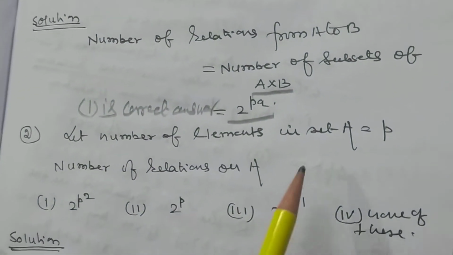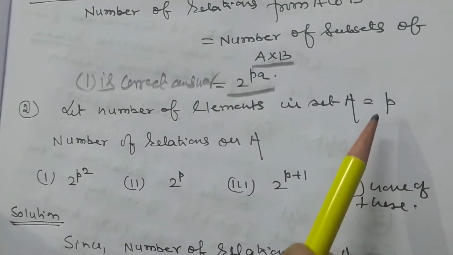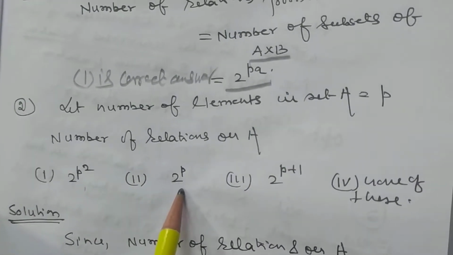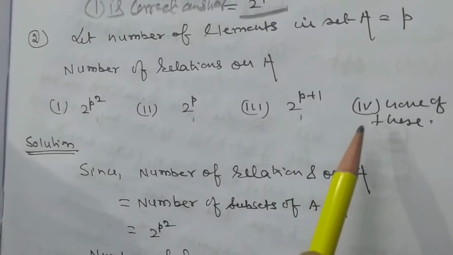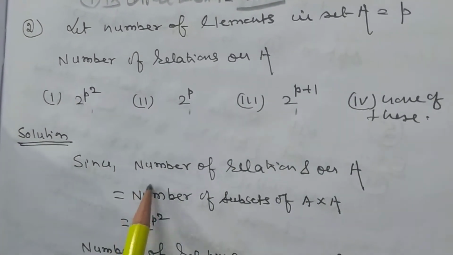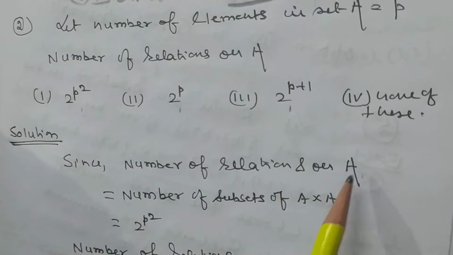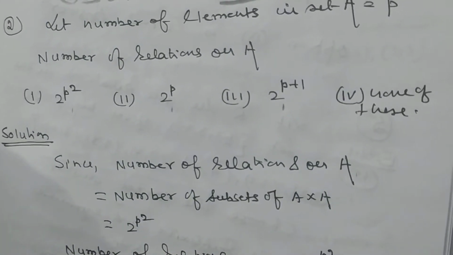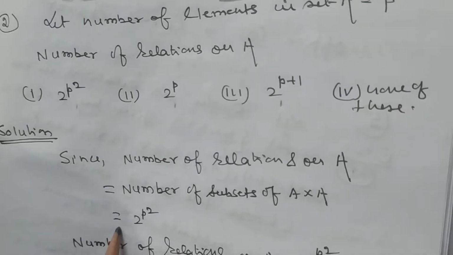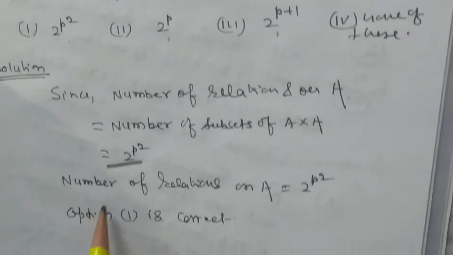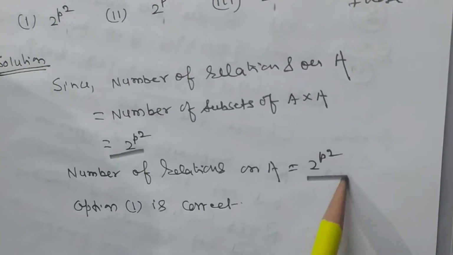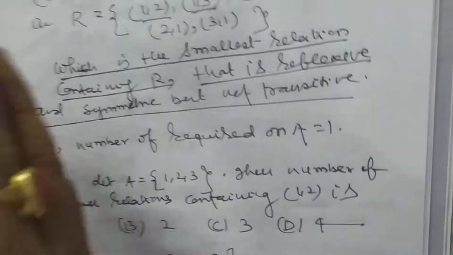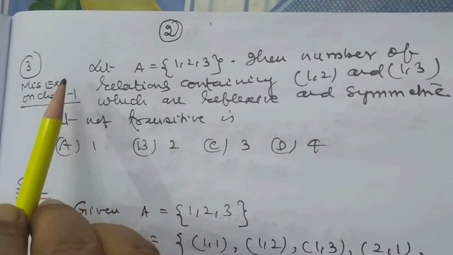Let the number of elements in set A be P. The number of relations on A is 2 to the power p squared, 2 to the power p, 2 to the power p plus 1, or none of these. The number of relations on A is the number of subsets of A Cartesian product with A, and it will be 2 to the power p squared. So the number of relations on A is 2 to the power p squared. Option 1 is correct.